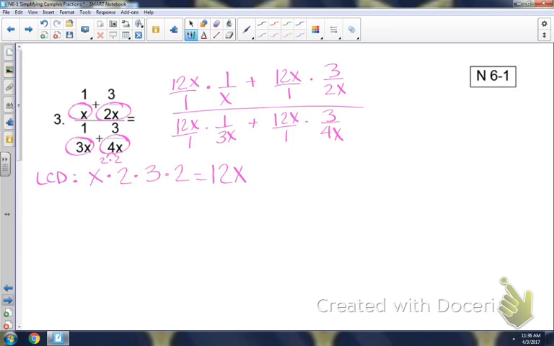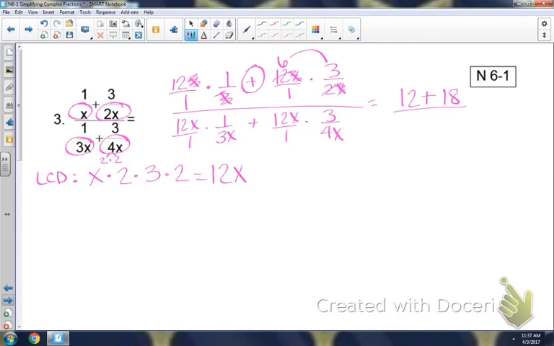Okay, so notice on the first one, x's cancel. We're left with 12 times 1, so we're going to get 12. Notice second one, x's cancel, and then we can also reduce the 2 and 12. That would make a 6 there. And then 6 times 3, we would have plus 18, because we're bringing over that middle sign there.